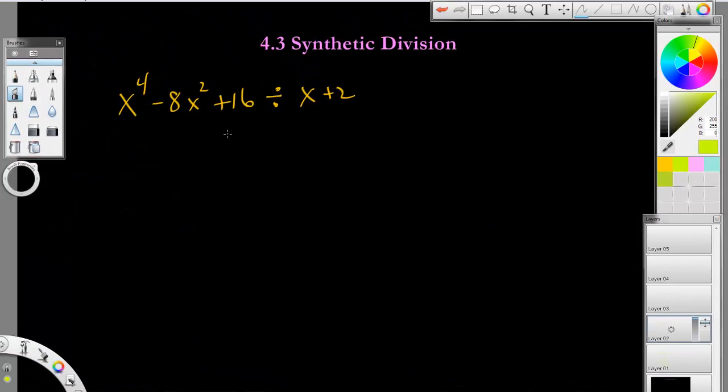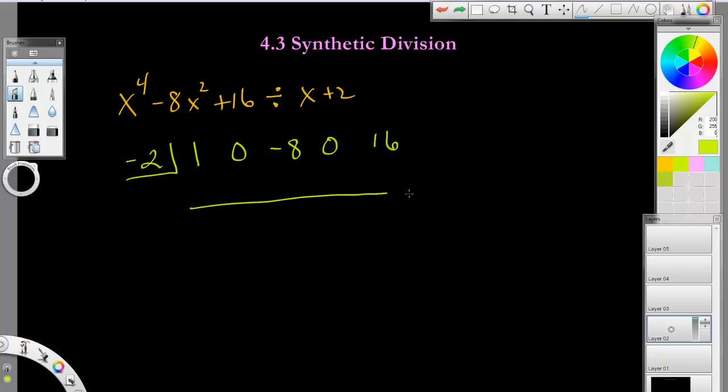Okay, here it is. And we're going to set this up. So we have x plus 2. So this would be -2 inside this bracket. And then we list the coefficients out here. But look, we have x to the 4th. We have no x cubed term at all. And we have no x term. So we have to put zeros in there for those. So we have 1x to the 4th, 0x cubed, -8x squared, no x term, so we need to put another 0, and then 16. See how I did that? So I need to represent all the degrees there. You gotta have them all accounted for.